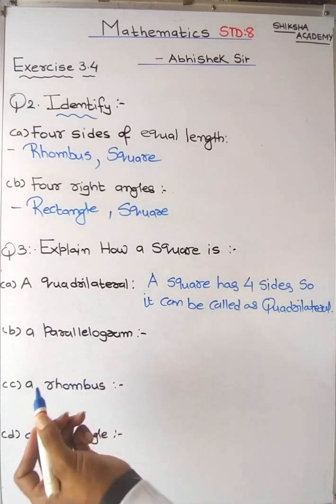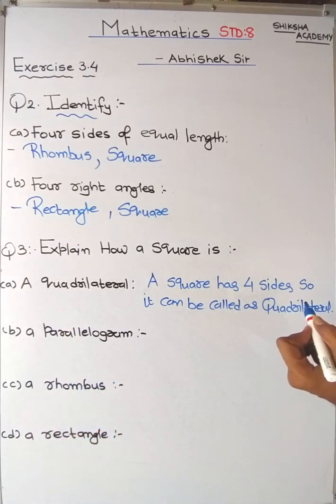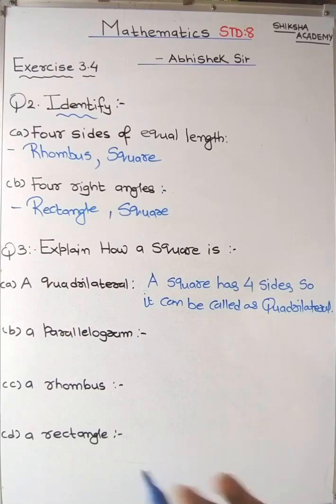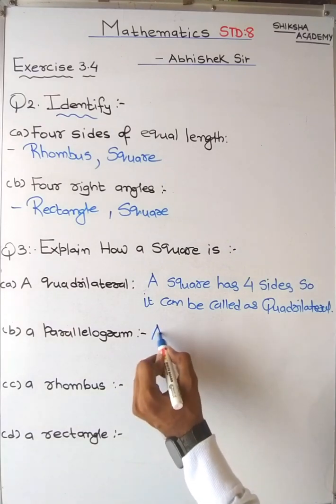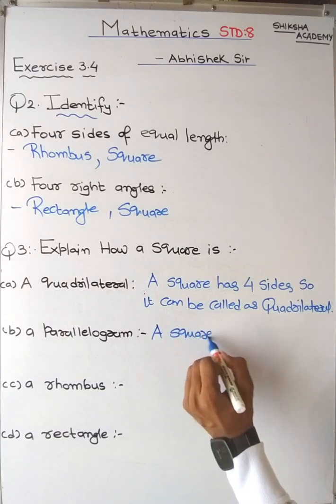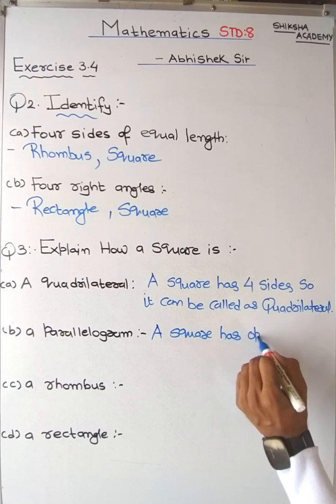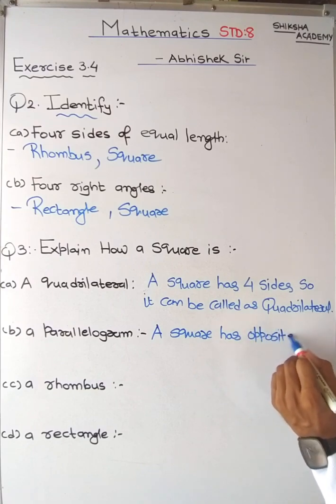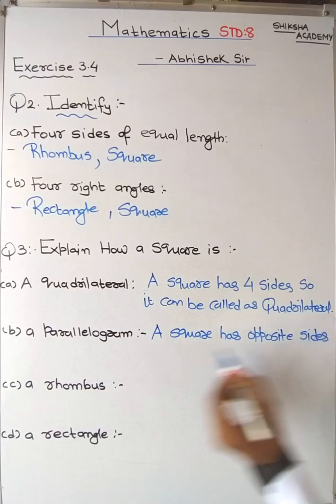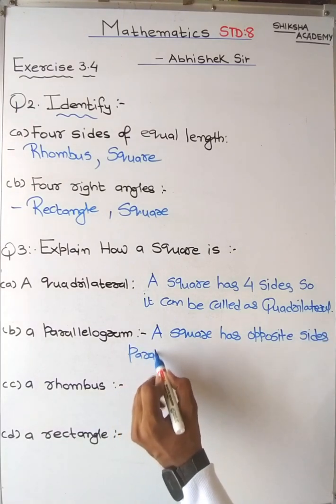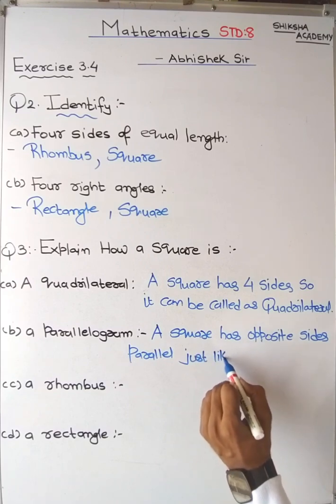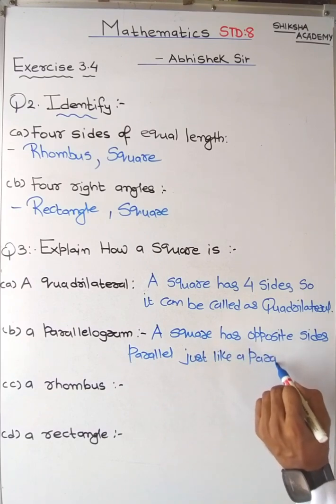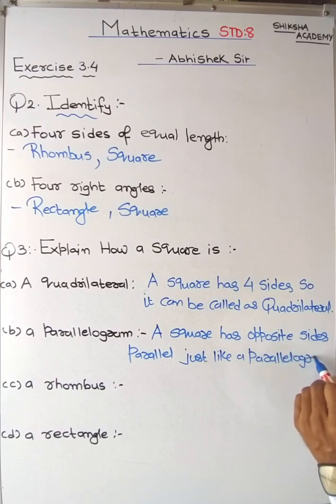How a square is a parallelogram. Clear? So a square has its opposite sides parallel, so does a parallelogram. So you can write a square has opposite sides parallel, just like a parallelogram. Clear? So both can be compared easily. Moving on to the next one.